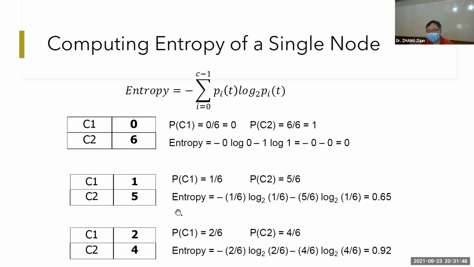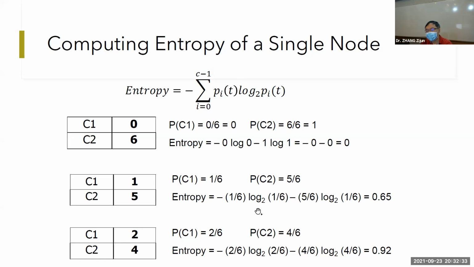If it is a little bit impure, in a case 1, 5, we will see that entropy will be equal to 0.65, by replacing the values in that equation. And for a little bit more impure case, the 2, 4 case, the entropy equals 0.92. So from this case, you will see that the entropy is very sensitive to the increase of the impurity in each node. Its value boosts very quickly if your node is a little bit impure.